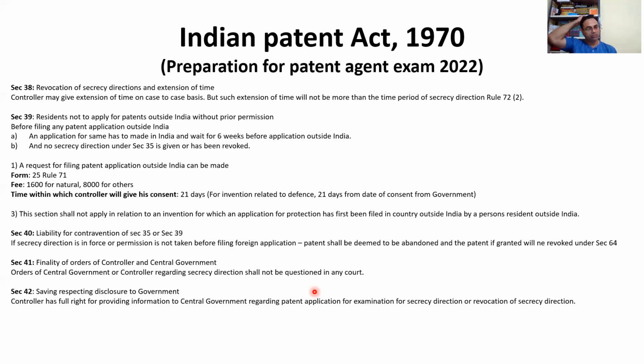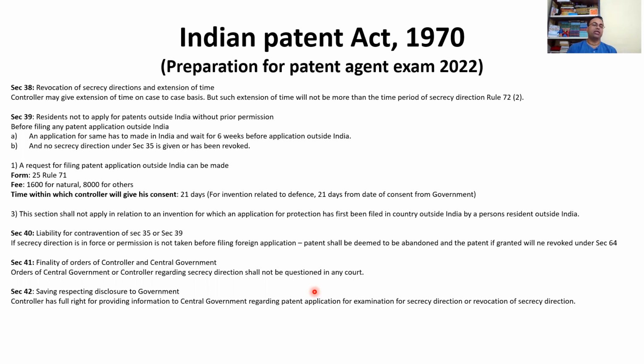Condition 1, an application for the same has been made in India and wait for 6 weeks. 6 weeks before applying outside India. So section 39(2), 6 weeks. It is not 6 months. Be careful. A question can be asked that before applying outside India, one needs to wait 6 weeks, 6 months, 15 days, 15 weeks. So the correct answer is 6 weeks. And another criterion is that if there is a secrecy direction, then anyway you cannot apply outside India. You can apply only if the secrecy direction is revoked.